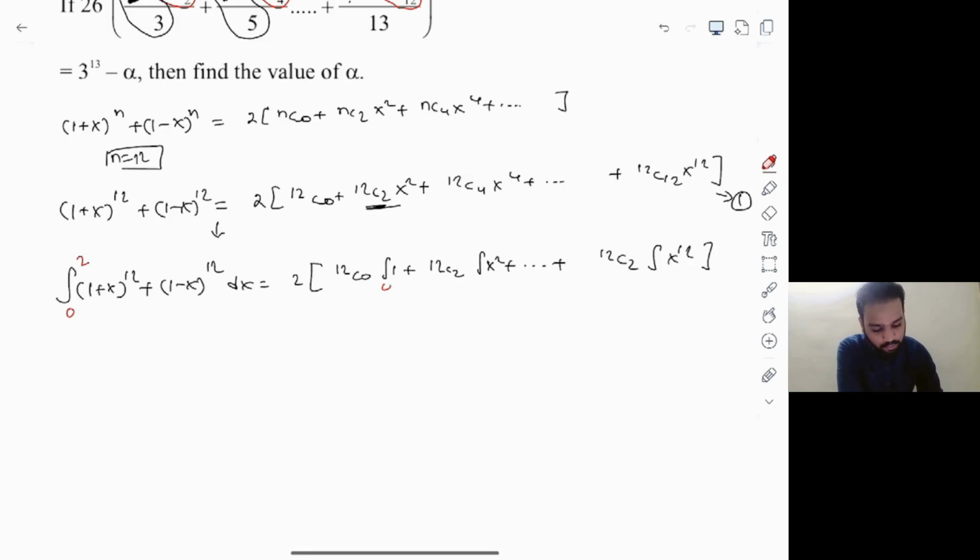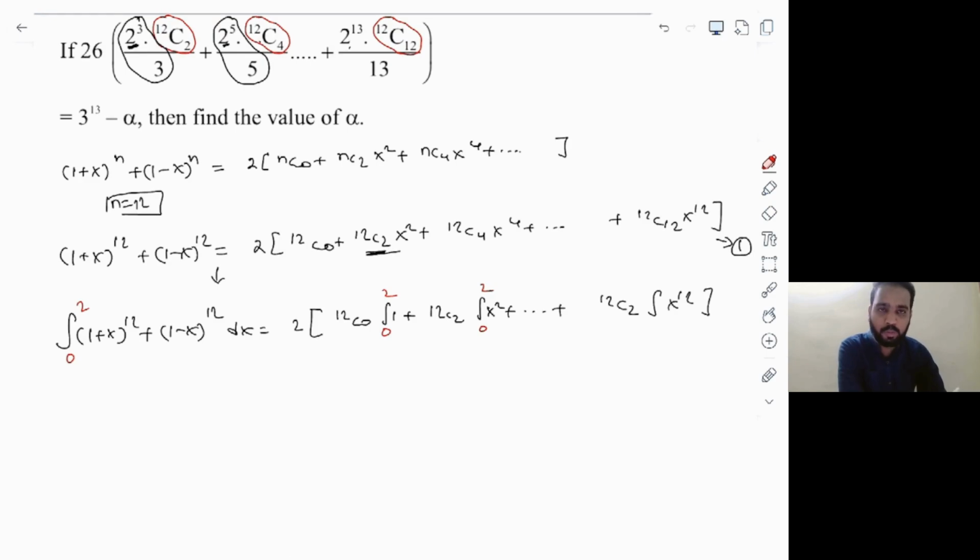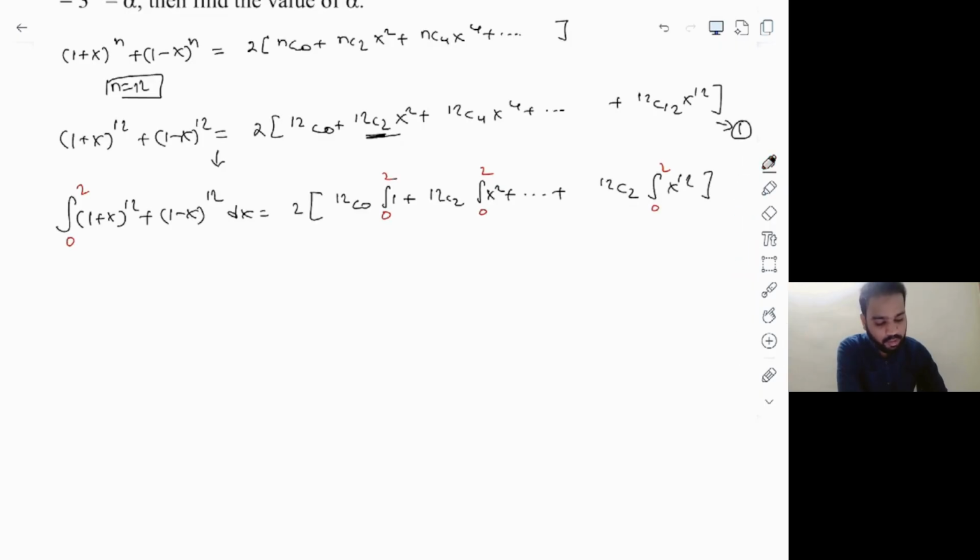Okay, I hope you got the point why I'm taking 0 to 2, because in the required series we need 2 cube, 2 power 5 and so on, right? So in the place of x we are having 2. That's why integrate all the terms from 0 to 2. Now the remaining part is not a difficult thing. So let's see how to integrate this.